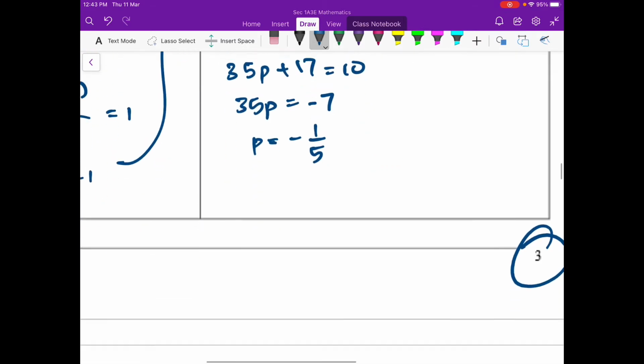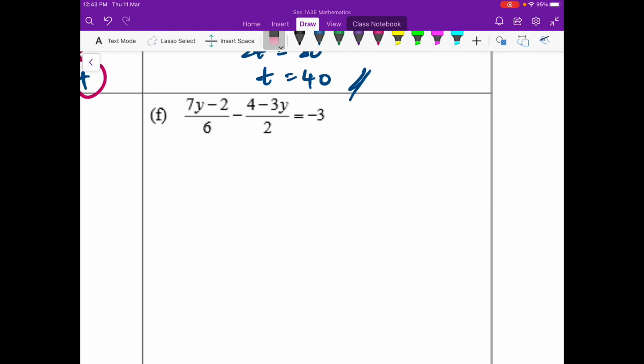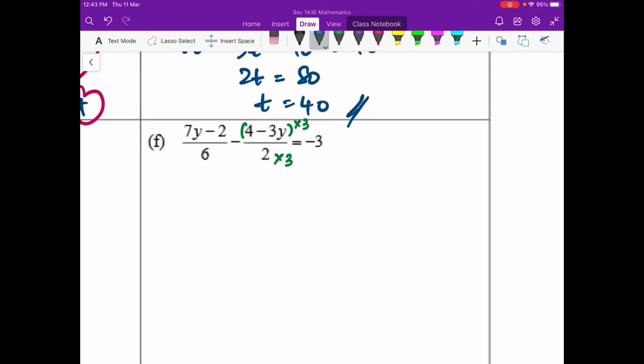And last question on this page, part F, which is the last homework question. Our denominators are 6 and 2, so we can change the second denominator to become 6 easily. So the entire bracket times 3. I'll go with my advice to you: do not expand yet. Combine them, then you expand. 7y minus 2 over 6 minus 3 times of 4 minus 3y over 6 equals negative 3.